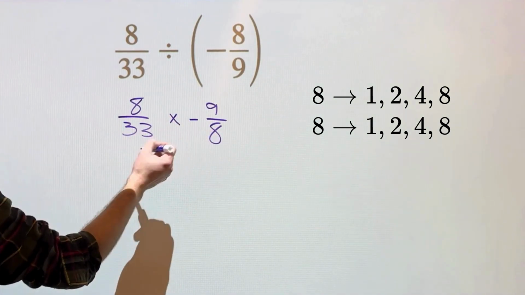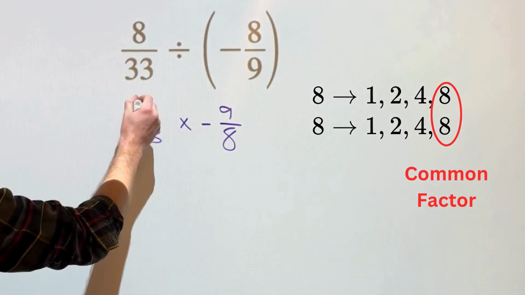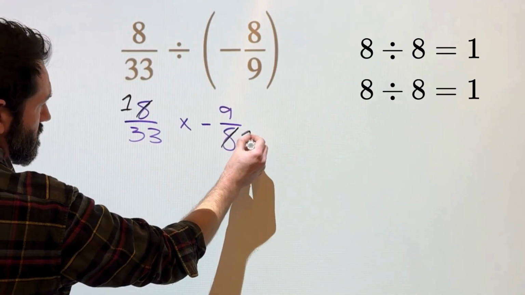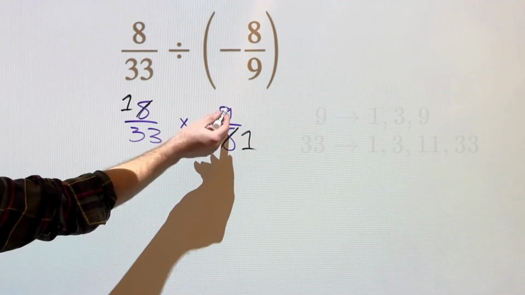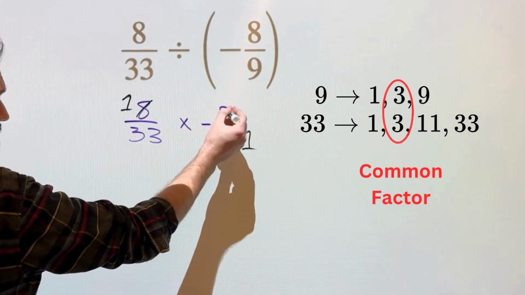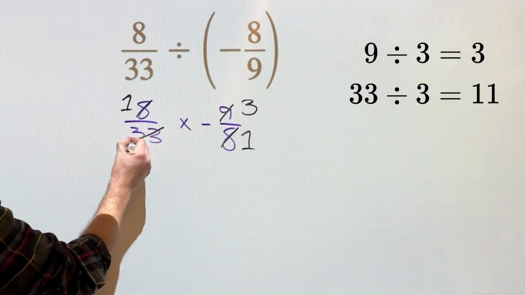So 8 and 8 both have a common factor of 8. 8 divided by 8 is 1, so we can change that to a 1. And we can change this also to a 1, because 8 divided by 8 is 1. Now 9 and 33, they have a common factor of 3. So 9 divided by 3 is 3. 33 divided by 3 is 11.